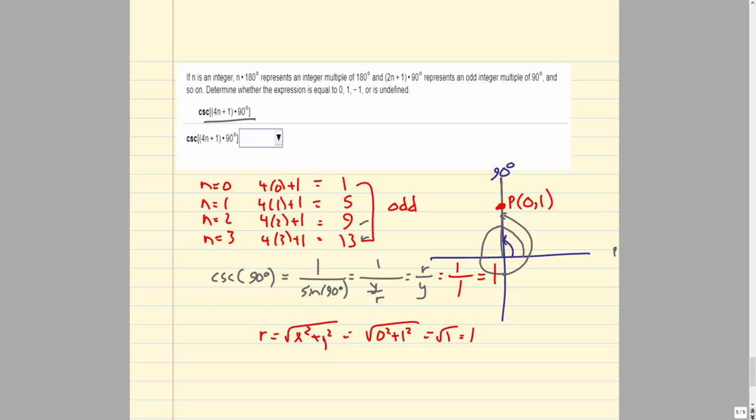Now again, on your calculators, if you're using calculators for any of these, please make sure you're in degree mode. One of the most common mistakes is to be in radian mode, and we haven't even talked about radians yet. So if you're using a calculator, make sure you're in degree mode.